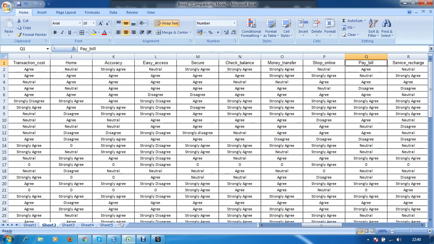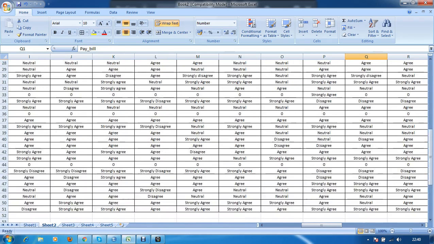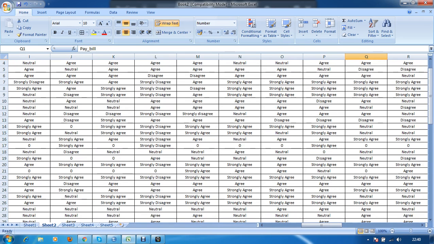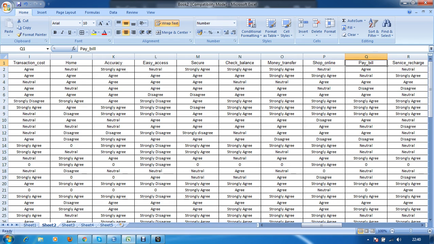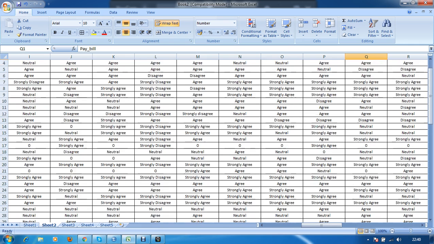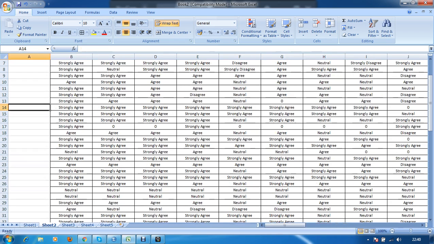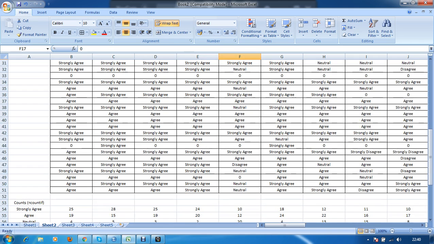Now one thing that I have to mention here is, besides the Likert scale, which varies from strongly agree to strongly disagree, we also have some missing values here, which I have put 0 in order to analyze that in SPSS. But since now we are using Excel, we don't need to. However, we will be counting the missing values.